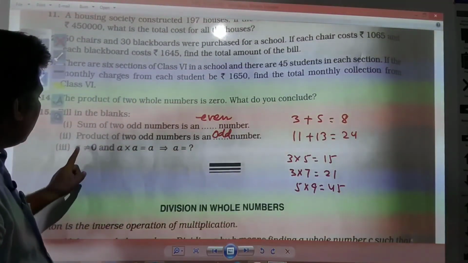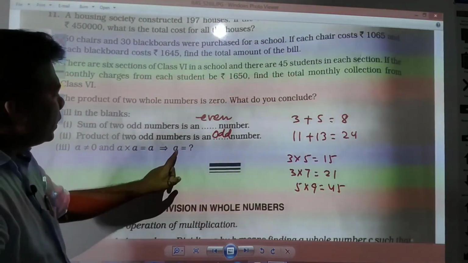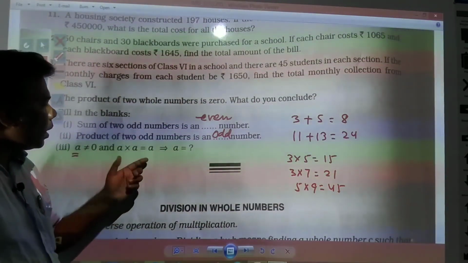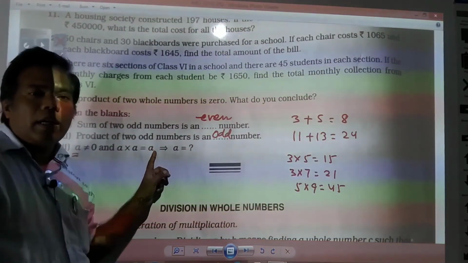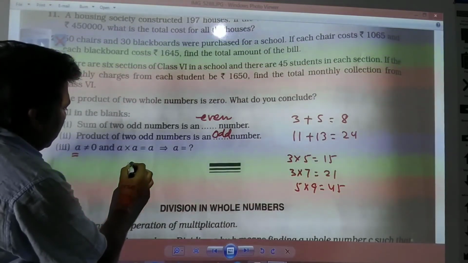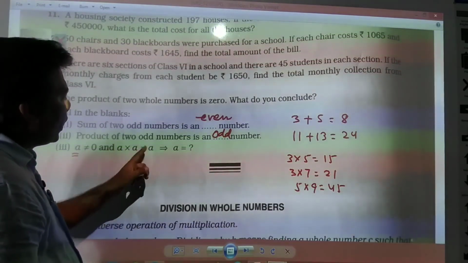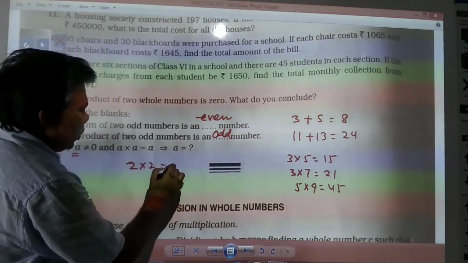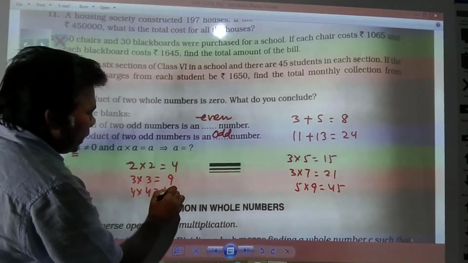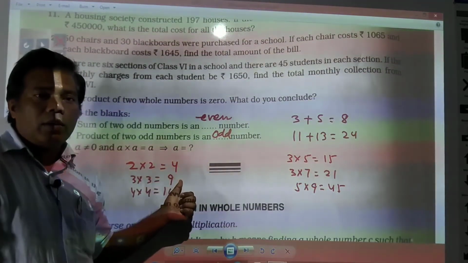And here you see a into 0 and a into a is equal to a. That implies a is equal to what? Just you see, if a is not equal to 0 and the product you are getting is a, any two equal numbers. Suppose 2 into 2 you will get 4, 3 into 3 you will get 9, 4 into 4 you will get 16. But here you need to get the same number when multiplying.